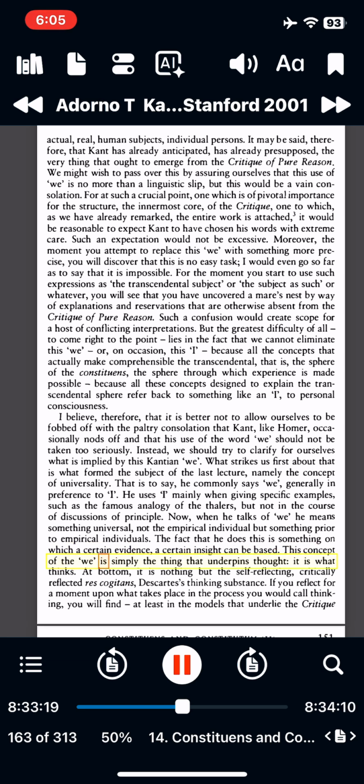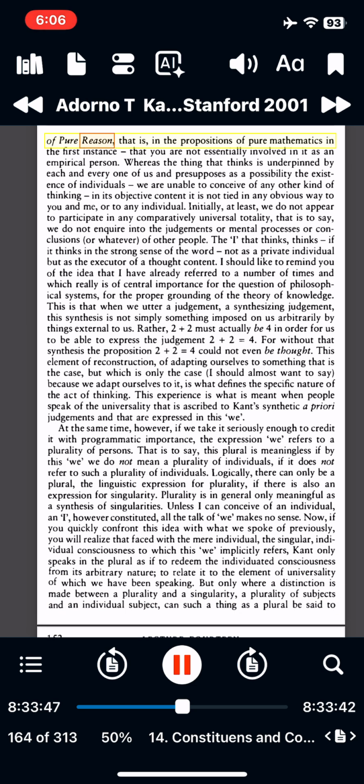This concept of the "we" is simply the thing that underpins thought, it is what thinks. At bottom, it is nothing but the self-reflecting, critically reflected res cogitans, Descartes' thinking substance. If you reflect for a moment upon what takes place in the process you would call thinking, you will find, at least in the models that underlie the Critique of Pure Reason, that is, in the propositions of pure mathematics, in the first instance, that you are not essentially involved in it as an empirical person.